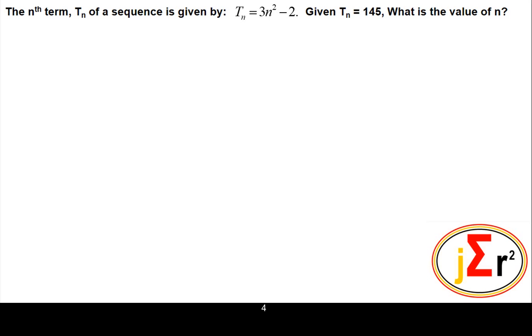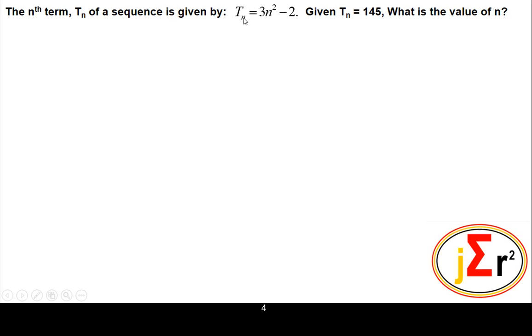So the nth term, Tn, of a sequence is given by Tn = 3n² − 2. Now, given that Tn is equal to 145, what is the value of n? Given that Tn is 145, what is the value of n? Now, we know that Tn is equal to 3n² − 2.